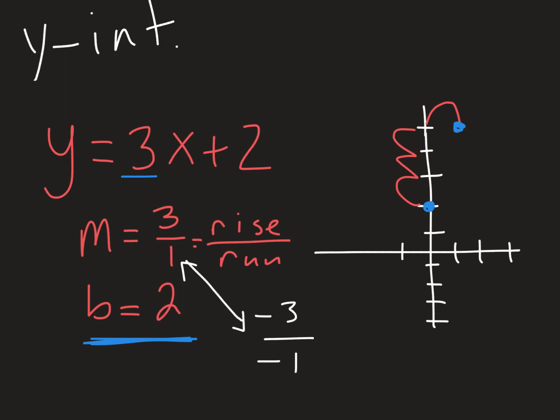And 1, 2. I skipped one by accident. Sorry. 1, 2, 3. And I can go left 1. So I put a dot. Now, my dots aren't perfect, okay, but pretty close. Okay. So, we have a line now. Y equals 3x plus 2. It crosses at 2. My slope is 3 over 1.